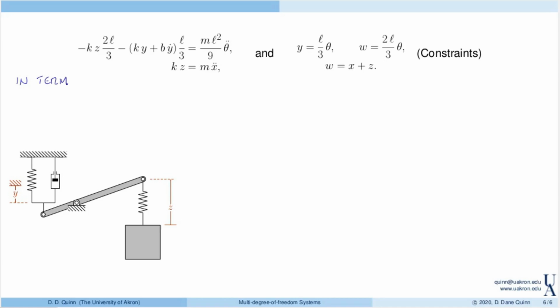Essentially, this is the stretch in the left spring and the stretch in the right spring. So we want to write theta, w, and x in terms of y and z only, because after all, we need 2 independent coordinates. So we'll just look at these constraint equations and then solve for theta to be 3 over L times y, right? So I just solved this for theta.